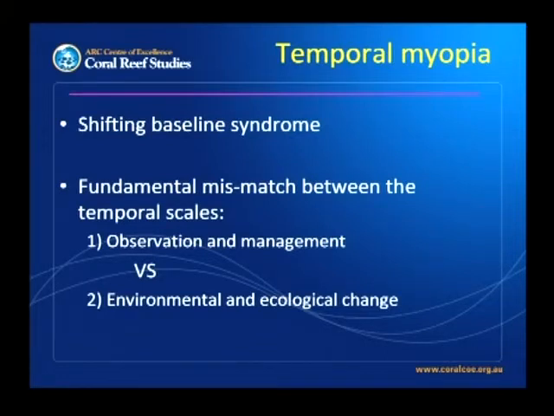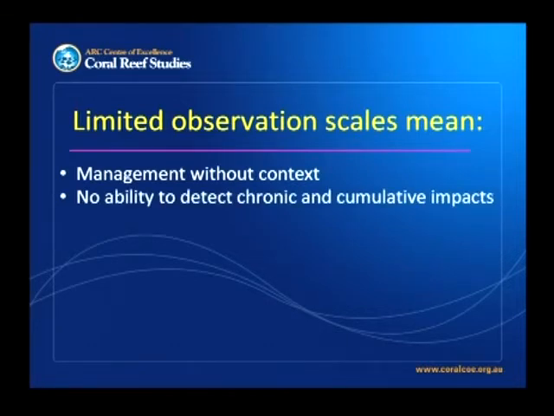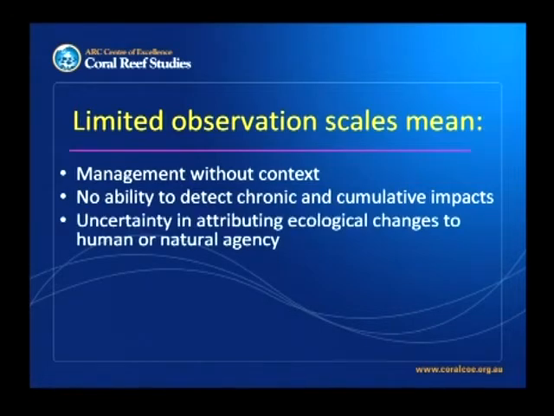The mismatch occurs because there are a lot of important ecological processes in the sea, as well as their environmental and anthropogenic drivers, that operate on much longer time scales than the best long-term research programs. Limited time scales have a lot of implications. We're managing without context. We have no ability to detect chronic and cumulative impacts. We're uncertain in attributing ecological change to human or natural agency.